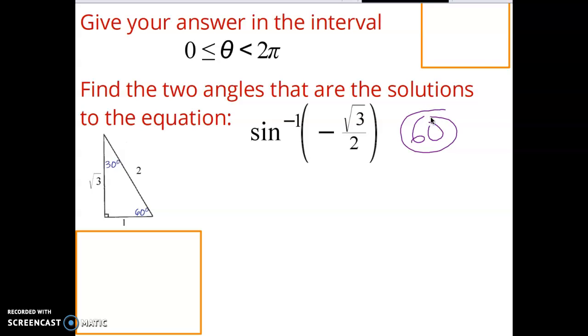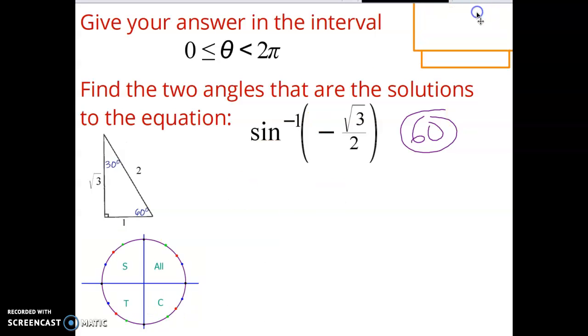Now, which two quadrants is sine negative? Okay, so let's look at our diagram. I can see that sine is positive here in the first and here in the second, which means that it must be negative here in the third and here in the fourth. Okay, so let's see if we can figure out our 60-degree angle in the third quadrant and the fourth quadrant in radians. Now remember, I told you guys there's two different ways to do this.